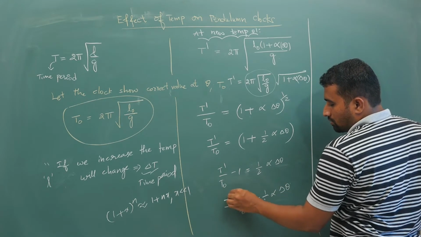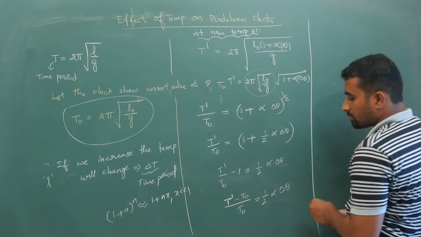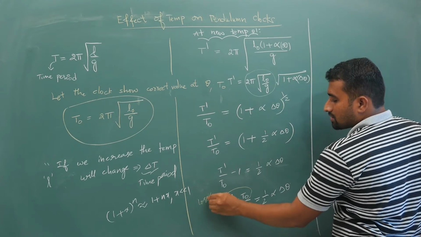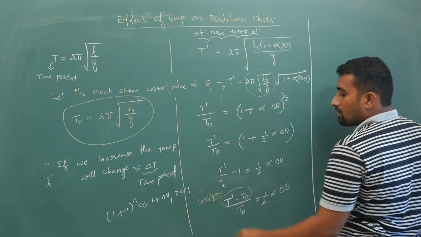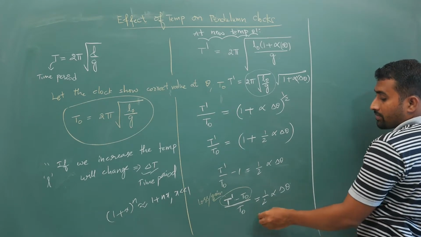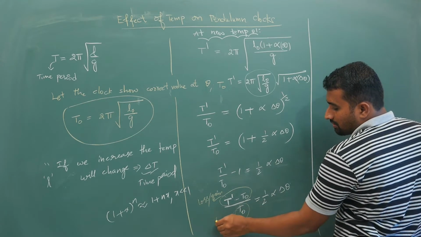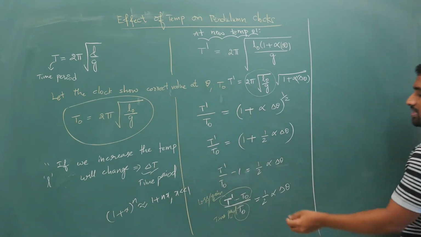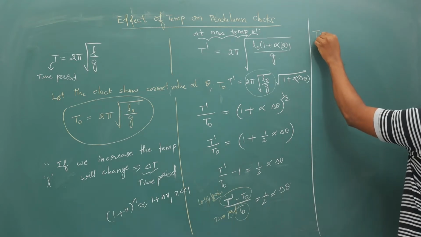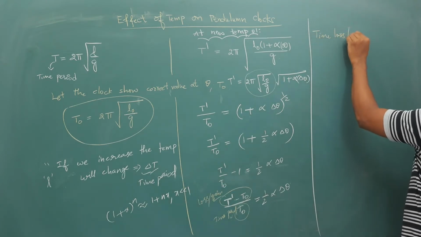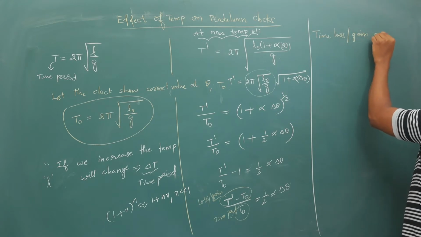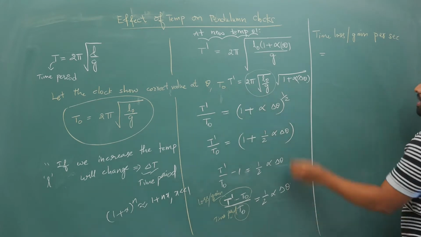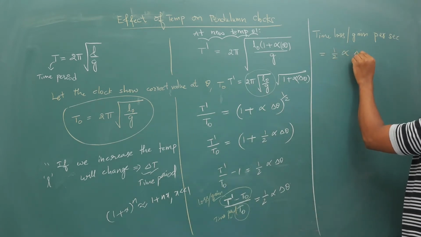Okay, now if you look at this expression, this part is the loss or gain of time depending upon whether temperature is increasing or decreasing, divided by T naught, which is your time period. In one cycle, how much time is lost or gained. So indirectly this expression is nothing but your time loss or gain per second, which is given by half alpha delta theta.